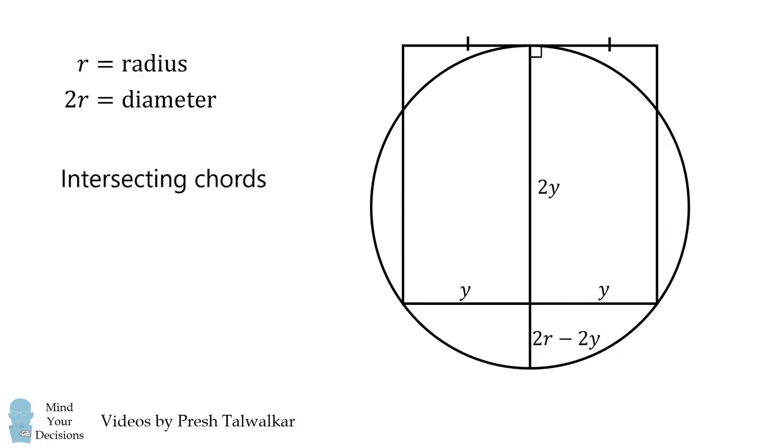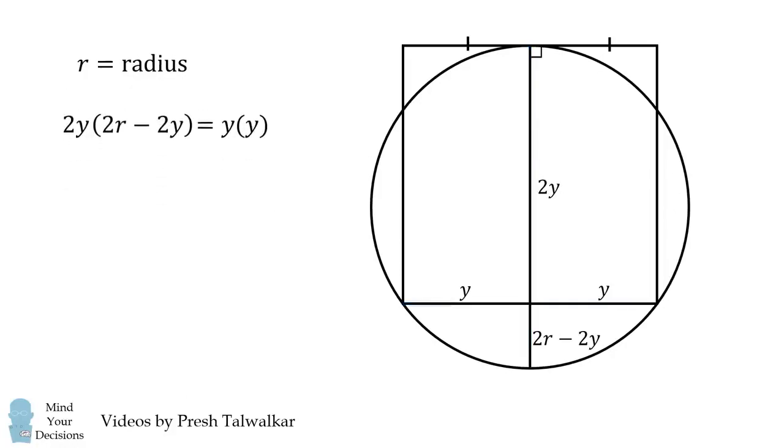Now we can use the intersecting chords theorem. We must have 2y multiplied by 2r minus 2y is equal to y multiplied by y. Let's simplify this equation. We'll first distribute, and then we'll group like terms. We'll then factor y, and we can then solve this equation. Y is either equal to 0 or y is equal to 4/5 r. Since we want y to be a positive value, so the square side has a positive length, we reject y is equal to 0. Therefore, y is equal to 4/5 r, which means r is equal to 5 over 4y.